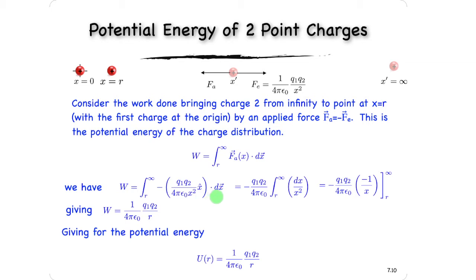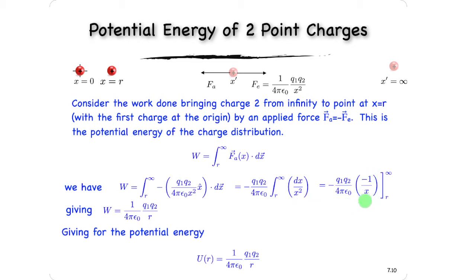So I'm going to dot that with my little element of displacement dx and integrate all the way from x equals infinity all the way down to r. Okay, so all this stuff, q1, q2 over 4 pi epsilon naught, and the minus sign, those all come out of the integral. Those are constants. And what I'm left with is the integral of dx over x squared. So that's going to be minus 1 over x. So here's our minus 1 over x.